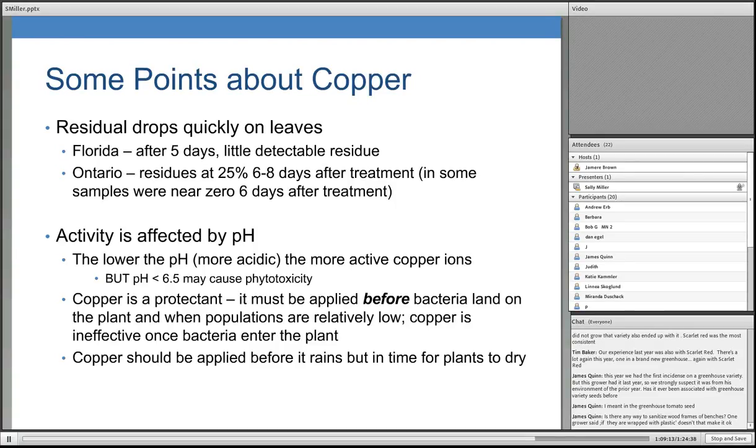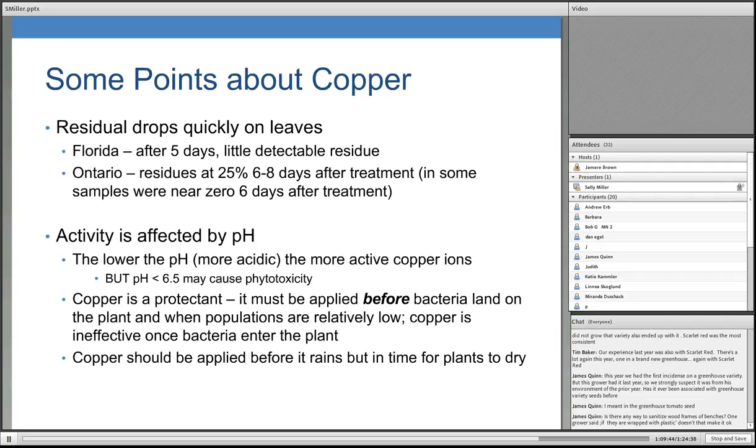The other thing I want to mention is that the activity is affected by the pH. So the lower the pH, the more active are the copper ions. But if the pH is less than 6.5, you can burn the plants. I think a lot of growers never check the pH, and I think it's really critical that they start doing that, because you could be wasting, again, time and effort and also not getting control if the pH is wrong. Or you can run the risk of burning the plants.